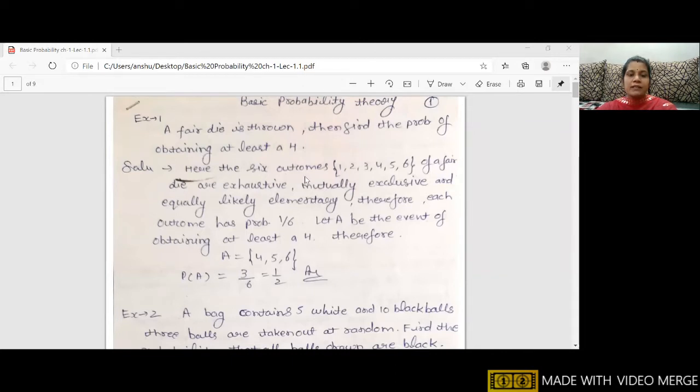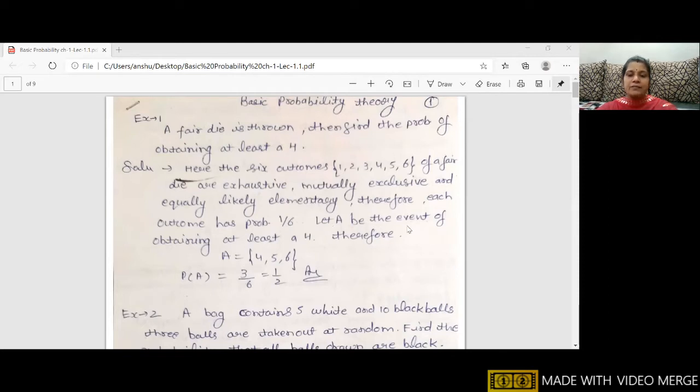Here the 6 outcomes 1, 2, 3, 4, 5, 6 of a fair die are exhaustive, mutually exclusive, and equally likely elementary outcomes. Therefore, each outcome has probability 1 by 6. What is the probability of the 1? 1 by 6. The 2? 1 by 6. 3, 1 by 6, 4, 1 by 6, 5, 1 by 6, 6, 1 by 6. That means each outcome has probability 1 by 6.